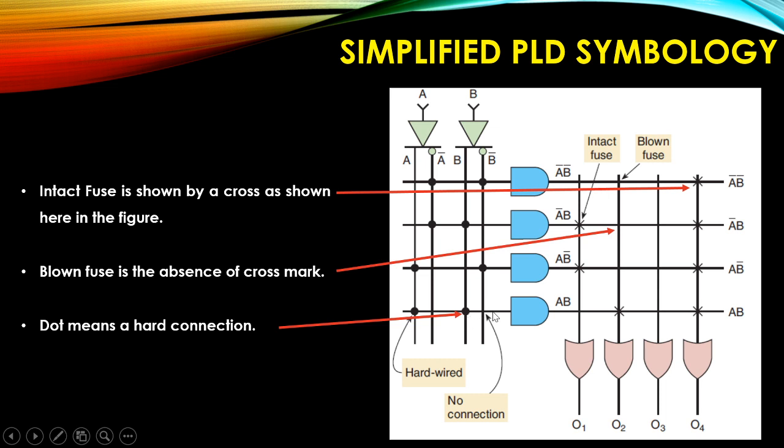So when there is a provision of any fusible links, it is actually marked using a cross, which is evident from this diagram. A cross is seen here. This means the fuse is intact in this particular line, and if there is an absence of any cross, it means the fuse which was initially present here has been blown or has been programmed to blow. So the absence of the mark means the fuse has been blown. So this is the simplified symbology of a PLD circuit, which will be seen everywhere in the circuit schematics that are available in any manuals or service manuals.